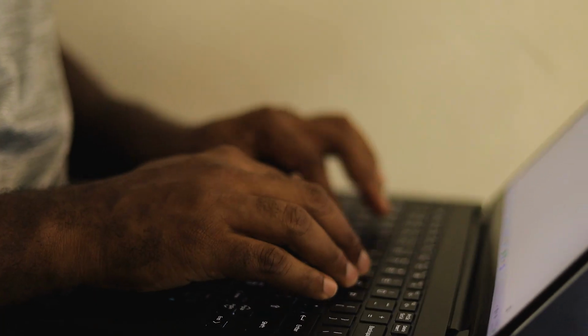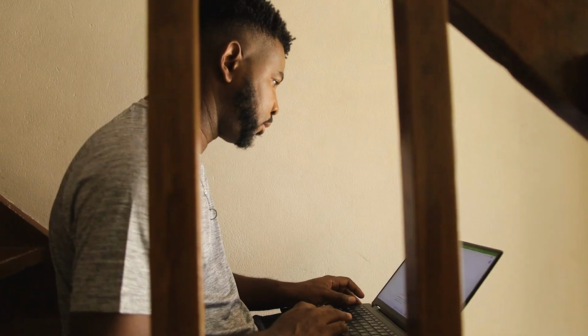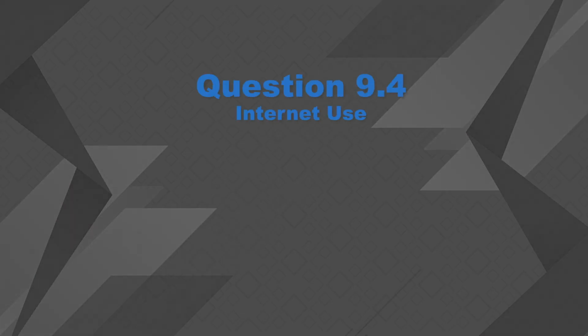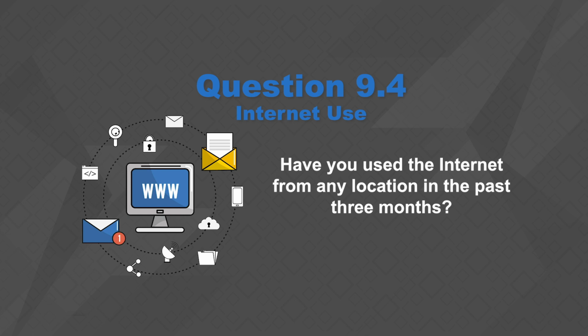Respondents are expected to state whether they used a computer from any location, whether it was at home, work, school, libraries, internet cafes, post offices, a neighbor, or friend's house, or anywhere for that matter during the reference period. Question 9.4. Internet use. Have you used the internet from any location in the past 3 months?